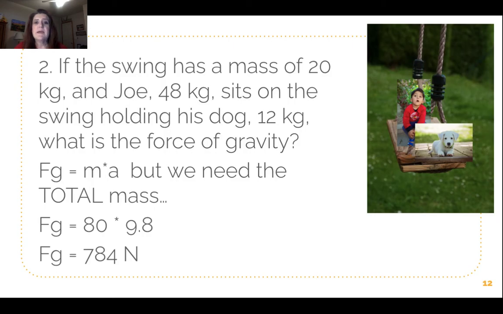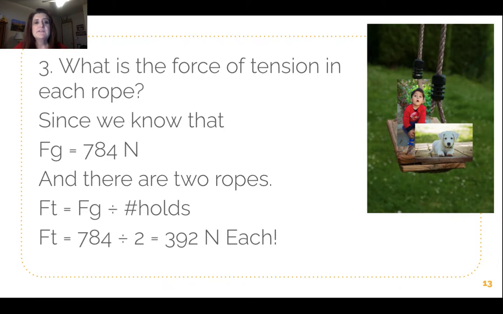If the swing had a mass of 20 and Joe had a mass of 48 and the dog has a mass of 12, then the force of gravity would be the total mass of 80 times 9.8, which would be a downward force of gravity of 784 newtons. If it's held by two ropes, then we take the force of gravity divided by the number of holds to get 392 newtons in each rope.